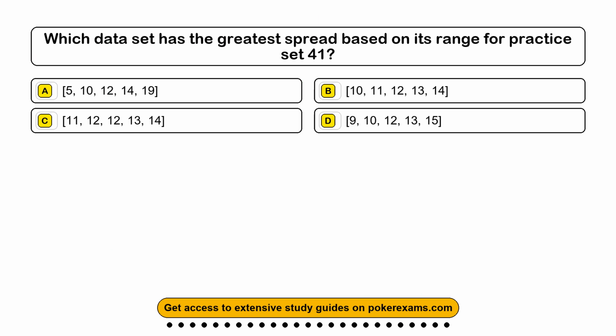Question 21. Which data set has the greatest spread based on its range for practice set 41? Option A 5, 10, 12, 14, 19. Option B 10, 11, 12, 13, 14. Option C 11, 12, 12, 13, 14. Option D 9, 10, 12, 13, 15.